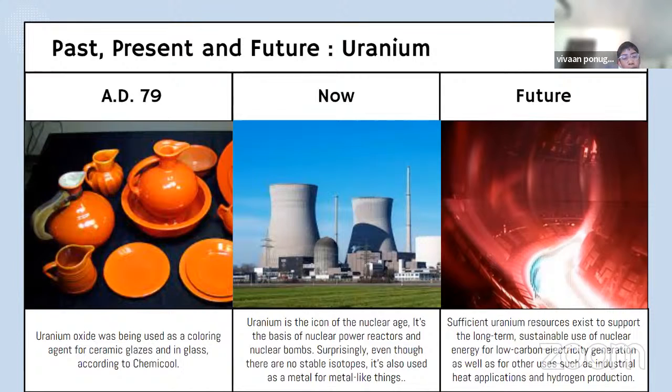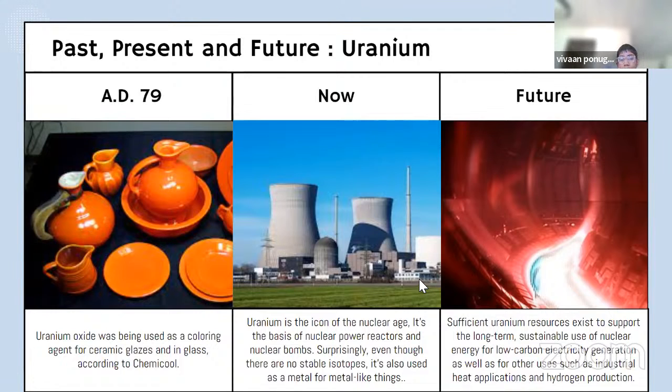So now, uranium is the icon of the nuclear age. It's the basis of nuclear power reactors and nuclear bombs. But even though there are no stable isotopes, it's used as a metal for non-metal things, for metal-like things.